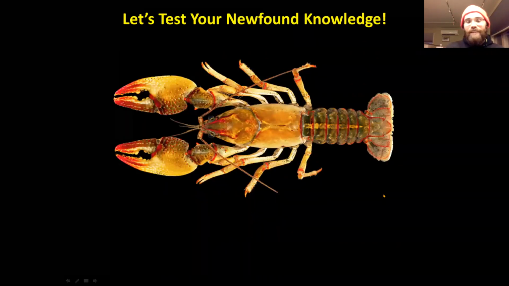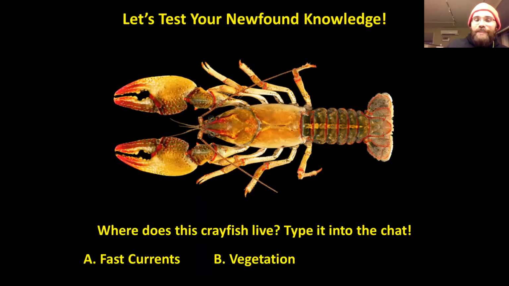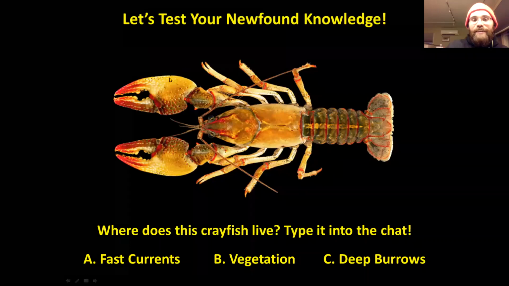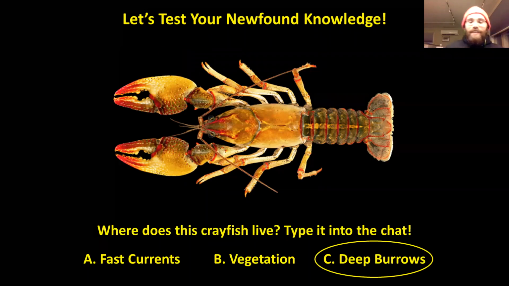All right. Where does this crayfish live? Fast currents, vegetation, or deep burrows? So look how big those chelae are, and then that carapace shape. Okay, answers for C so far. Burrows, yep, looking like people are going with burrowing for the most part. Yep, so this is a burrower.